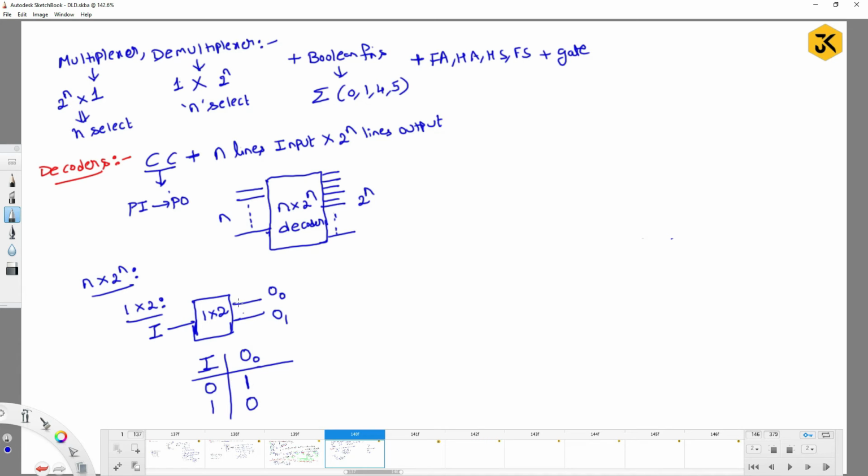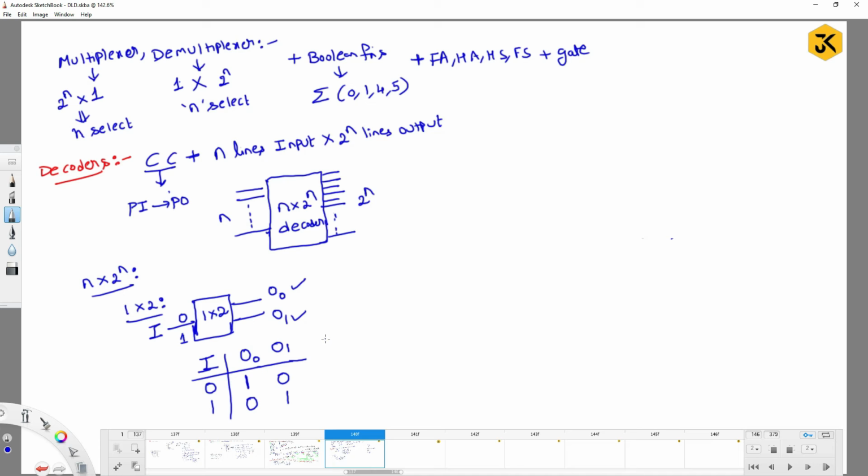I hope you understood, right? If I pass 0 as input, the output is generated at O0. If I pass 1 as input, the output is generated at O1. That is what I am writing. For the O1 output, if I is 0, the output is 0. If I is 1, the output is 1, right?